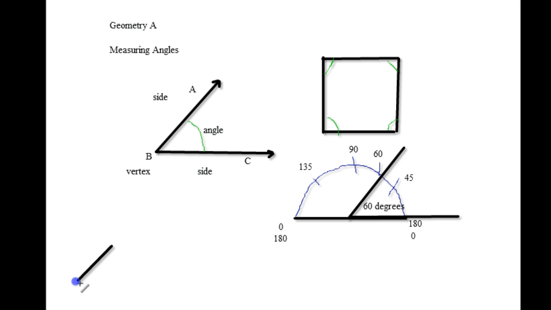Some measurements you do need to know: 90 degrees, 180 degrees, and also 360 are going to be a common theme throughout the entire semester. If something is less than 90 degrees, we call this an acute angle. If something is greater than 90 degrees but less than 180, we call that an obtuse angle.